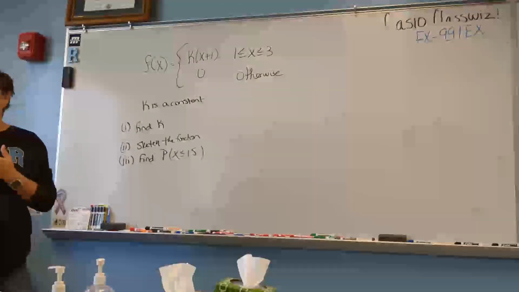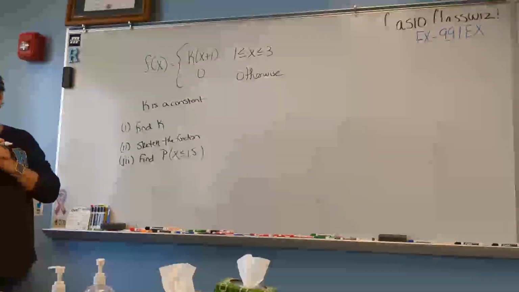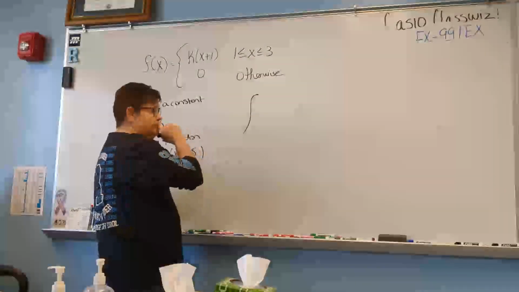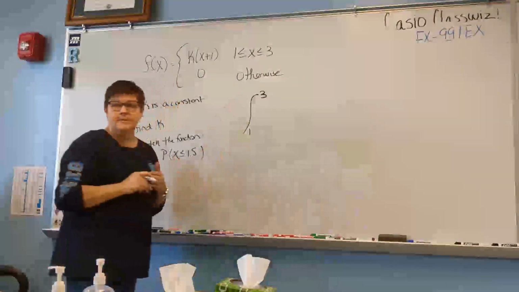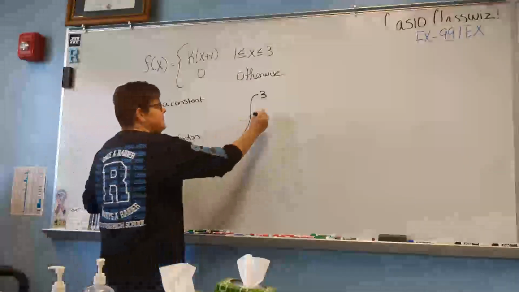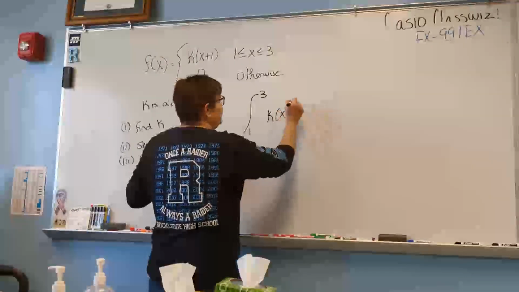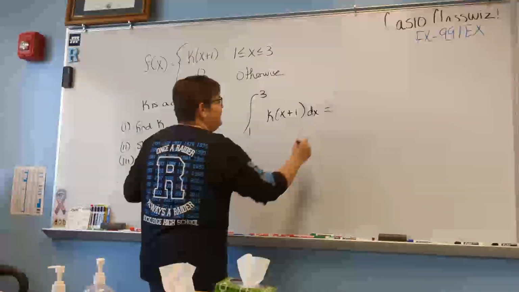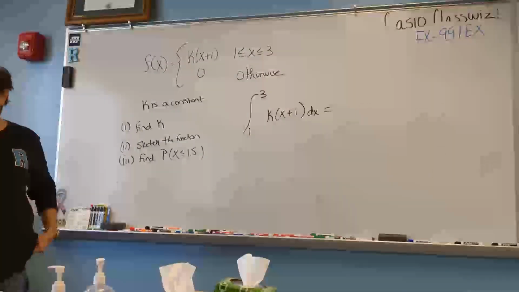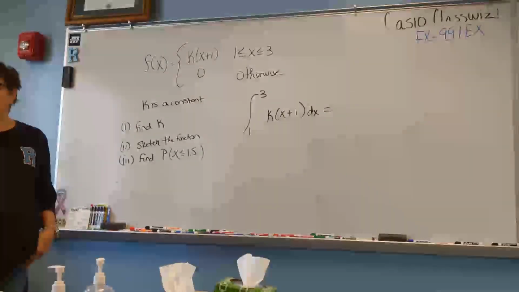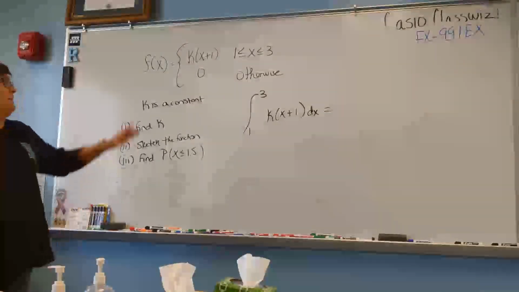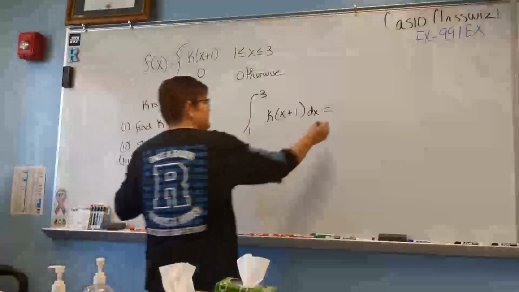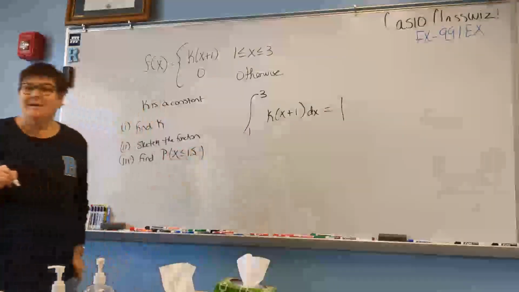So how are we going to start to set this particular problem up? An integral from what to what? 1 to 3. Yep. Of kx dx, and it's going to equal 1. Why 1? Because that's all the probability. All the probability from 1 to 3 is 100%, which is 1. So it's equivalent to 1. Does that make sense?